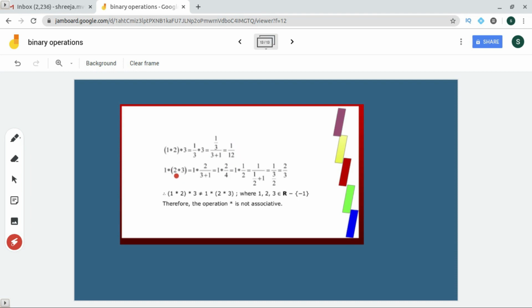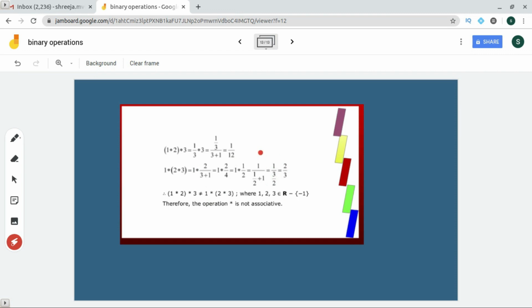Now 1 star (2 star 3). 2 star 3, A star B is A divided by B plus 1. So 2 star 3 is 2 divided by 3 plus 1, 2 by 4, which is equal to 1 by 2. Now 1 star 1 by 2 is A divided by B plus 1, that is 1 divided by 1 by 2 plus 1. 1 by 2 plus 1 is 3 by 2. 1 divided by 3 by 2 is 2 by 3.